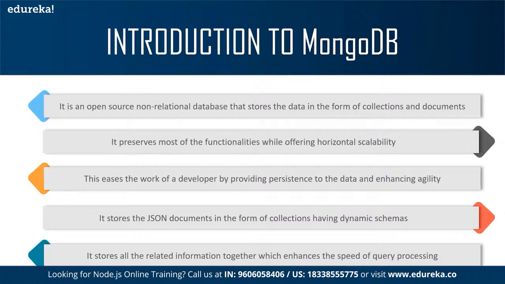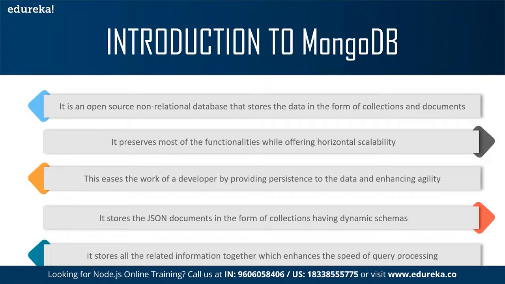But a document will always be inside a collection. Documents cannot be free flowing here and there. They always have to reside under a collection. So if you have two documents, like person one and person two, those will be inside the people collection. The next point is it preserves most of the functionalities while offering horizontal scalability.